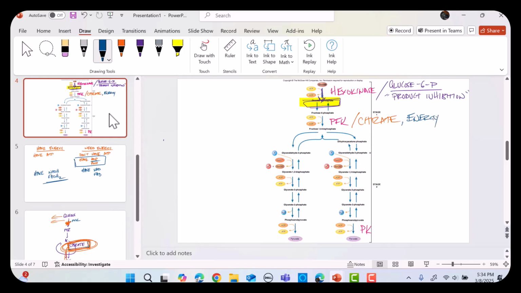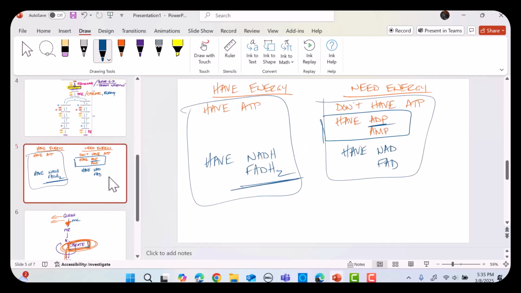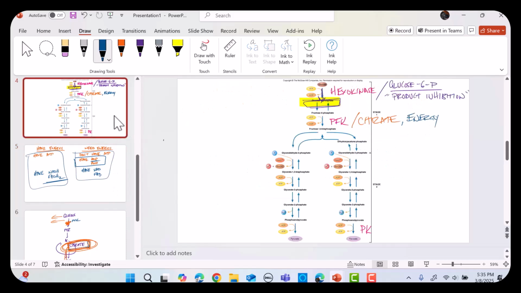So all I've got to write is energy because I know any of those mean I have it, any of these mean I don't. But, well, hang on. Does energy activate or inhibit? Reason your way through that.